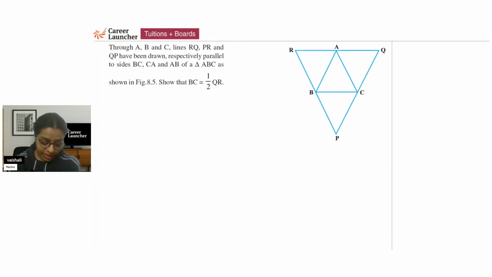This is question number 9, and I want you guys to just think and tell me, is there any theorem or property that we have just studied that we can apply or not? Through ABC, lines RQ, PR and QP are drawn and are respectively parallel to the sides BC, CA and AB of a triangle ABC, and we need to show that BC is half of QR. Right? How can we do that? Any property that you guys can think of? The hint is the BPT theorem itself.